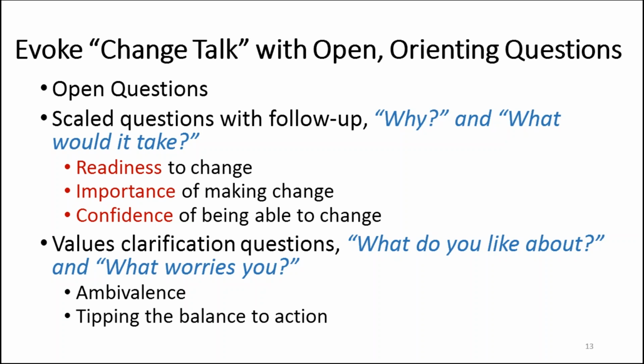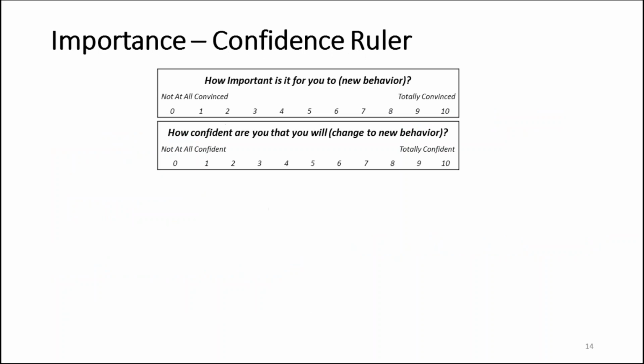We also have values clarification questions, which are really terrific for stimulating the ambivalence and tipping the balance toward action. And these questions are: what do you like about smoking? What worries you about your smoking? What do you like about the idea of being a non-smoker? And what worries you about becoming a non-smoker? These are questions that help clarify the patient's ambivalence and tip the balance toward action.